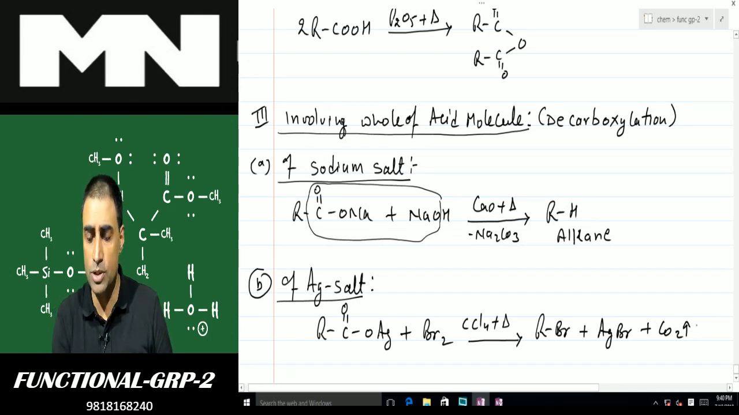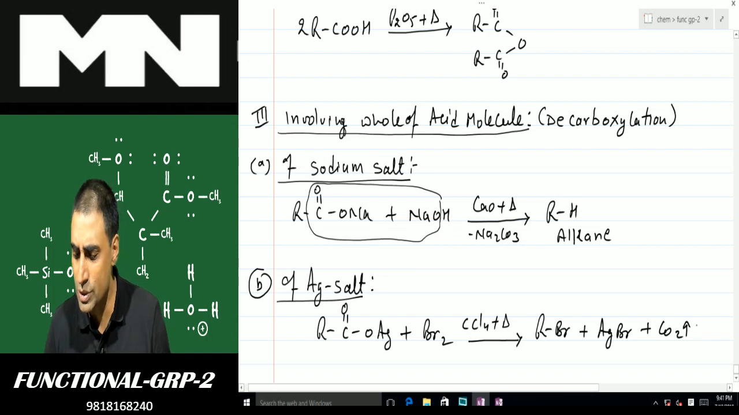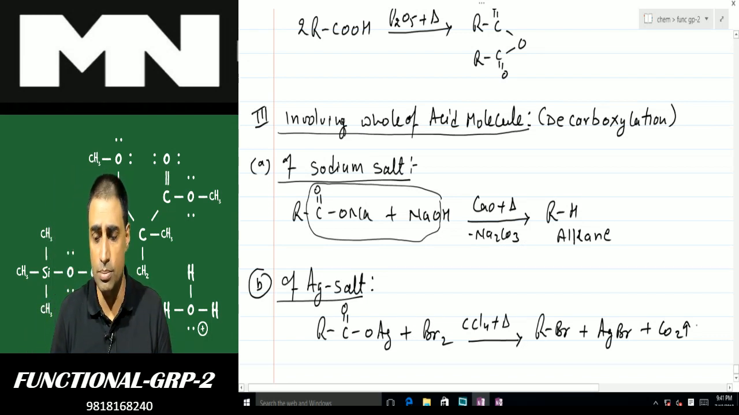Some of the decarboxylation reactions you have already done in the preparation of aldehyde and ketones, decarboxylation of calcium salt of carboxylic acid. So with this, carboxylic acid is over. In fact, with this, functional group 2 is over. We have done aldehyde and ketone and carboxylic acids. So this is what you have to pay attention towards, and you have to do some exercise questions.